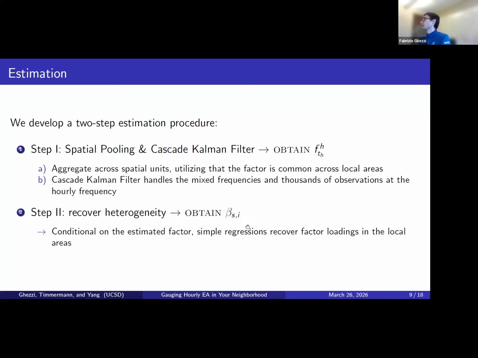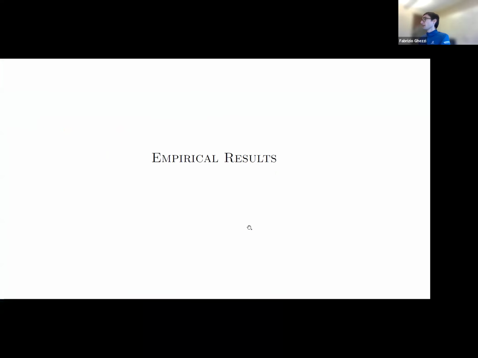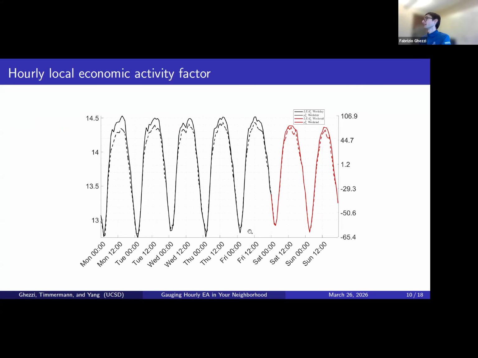In the second step, we obtain the loadings by regressing on the factor estimated in the first step. After we have done these three steps, data, model, and estimation, we get the empirical results. This is what the weekly cycle of the local economic activity factor looks like. If you remember the stylized fact, this looks very much like that.